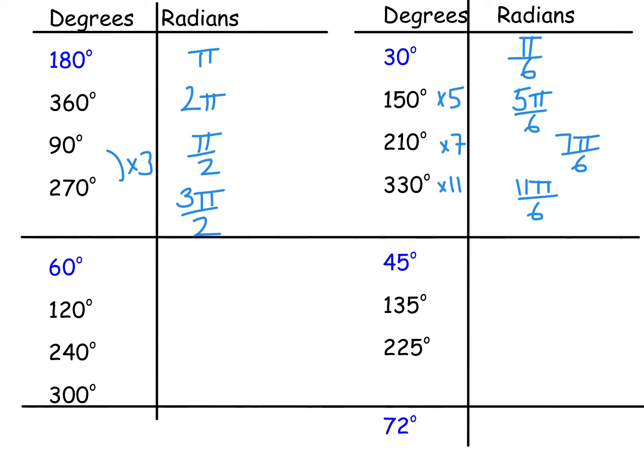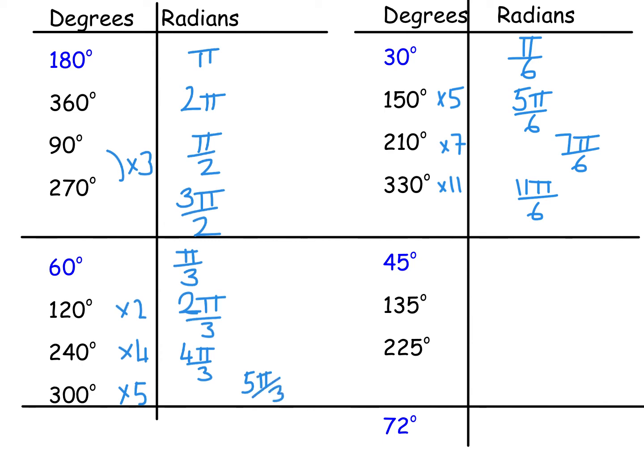Similarly, here's 60, so we know 60 is pi over 3, because 360 is 2 pi and 180 is pi. This one is just double 60, so double the top number, and you get 2 pi over 3. 240 is 4 lots of 60, so times the top number by 4, we get 4 pi over 3. And then 300 is just 5 lots of 60, so we're timesing our 1 by 5, so you end up with 5 pi over 3.